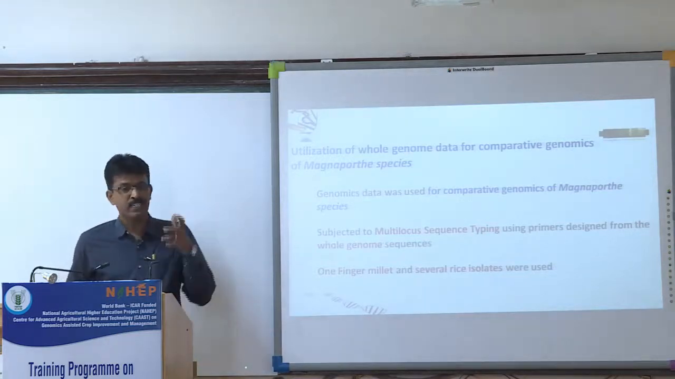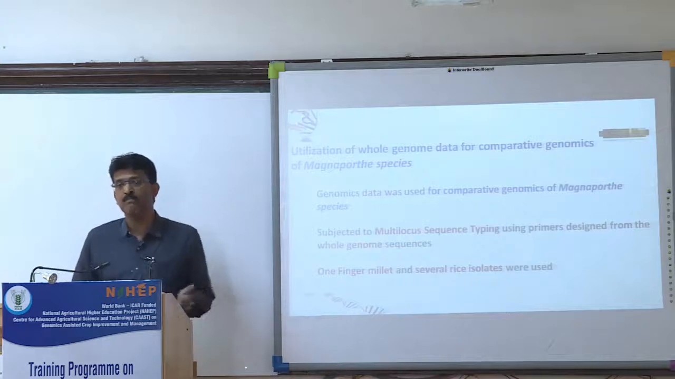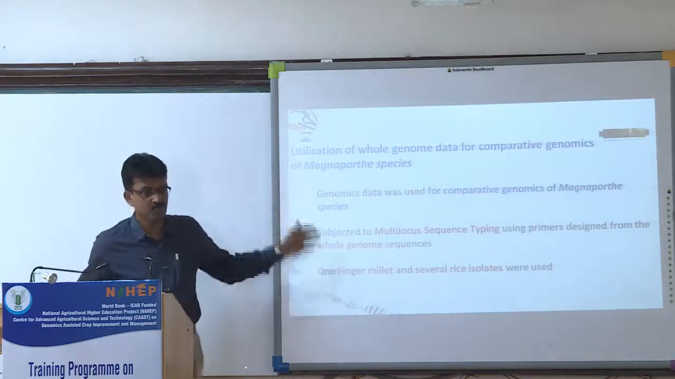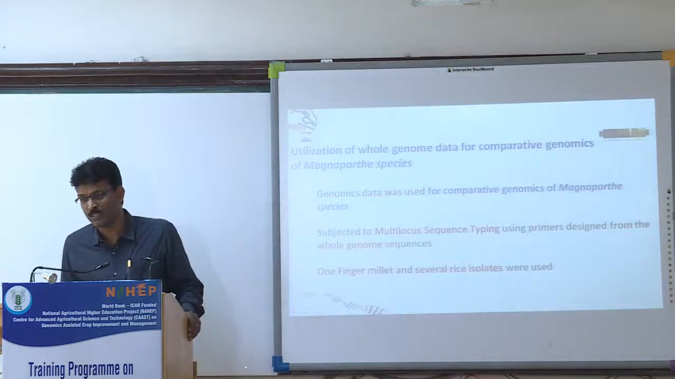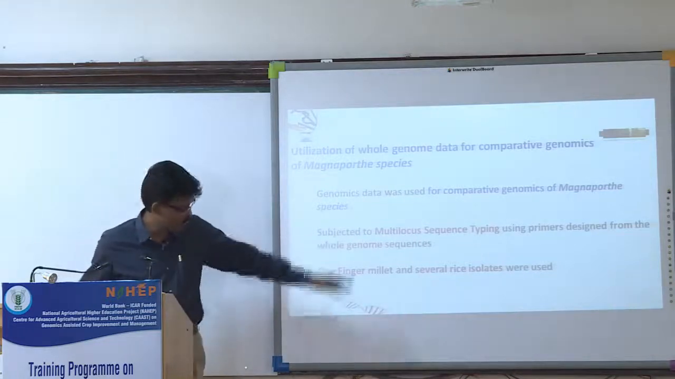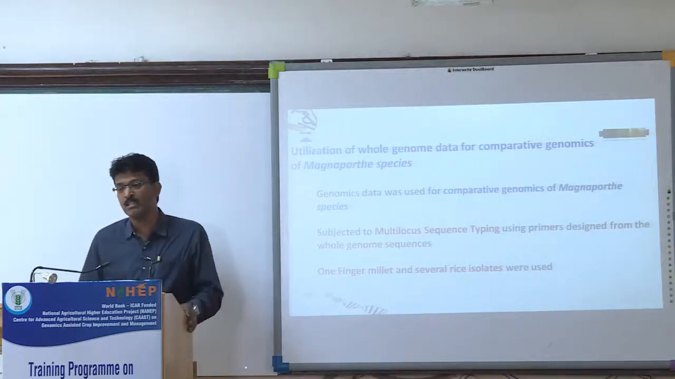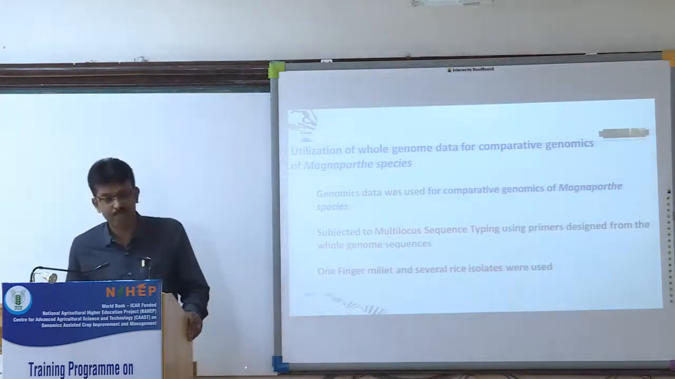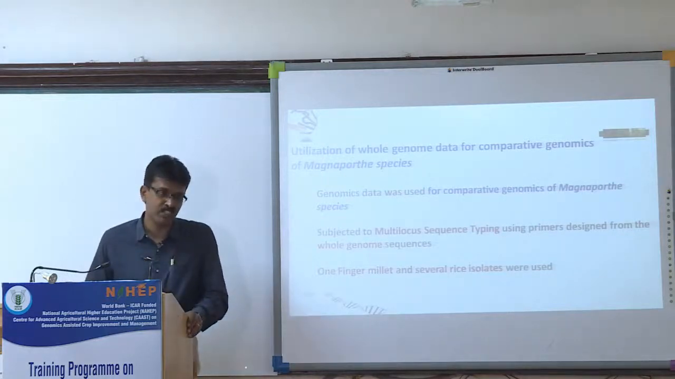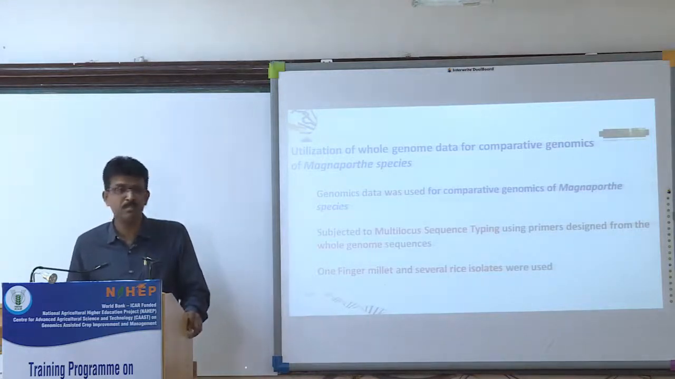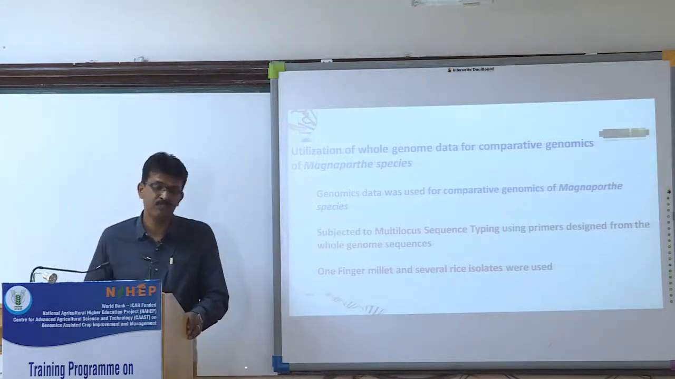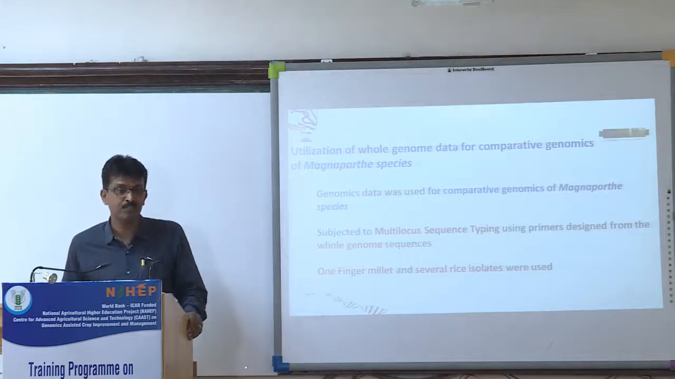We wanted to develop a new tool for population genetic analysis of Magnaporthe using the genome data. That was our second question. So we adopted a tool that was in the hands of medical microbiologists, what is called multi-locus sequence typing. It was a very important tool. People use it to track the movement of potentially dangerous pathogens across the continents and across the nations.